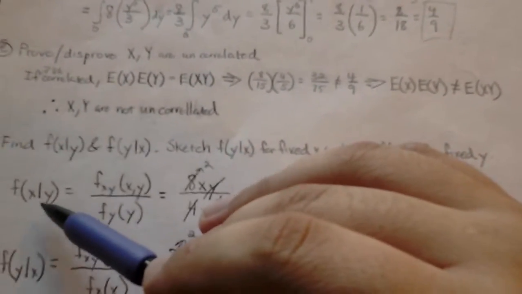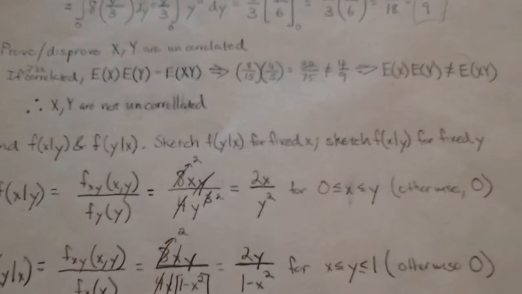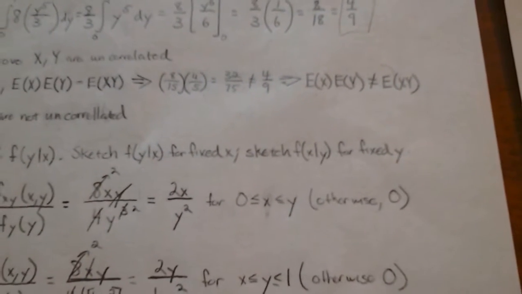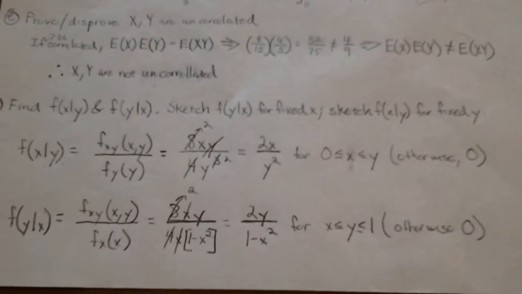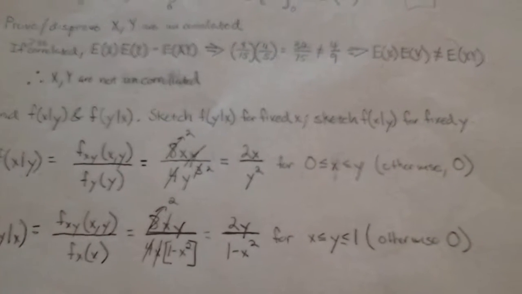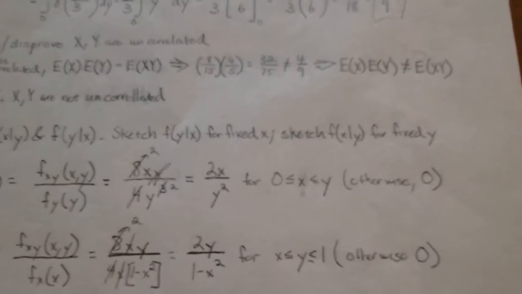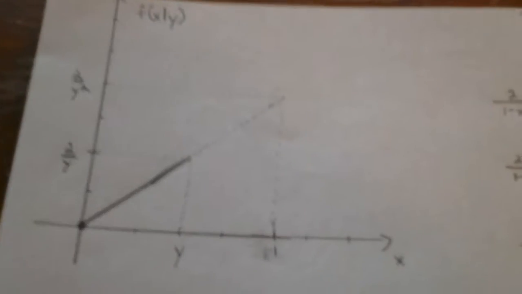We cancel out, and our conditional density function x given y ends up being 2x over y squared within the region where x is between 0 and y, otherwise 0. And for fy given x, we get 2y over 1 minus x squared for the region between x and 1. And that's our form. That's F. And if we sketch that out, we get these functions right here.